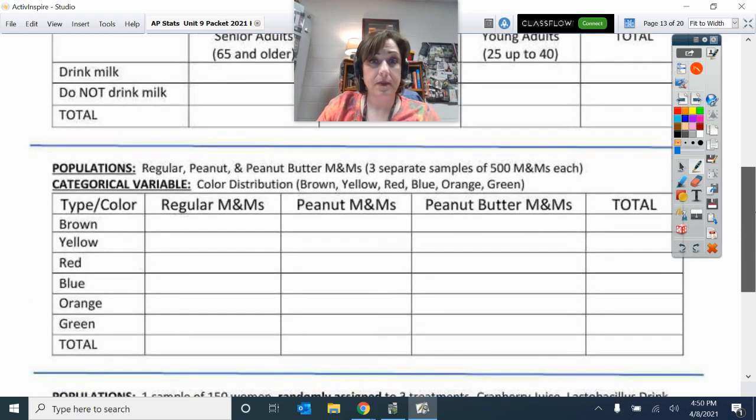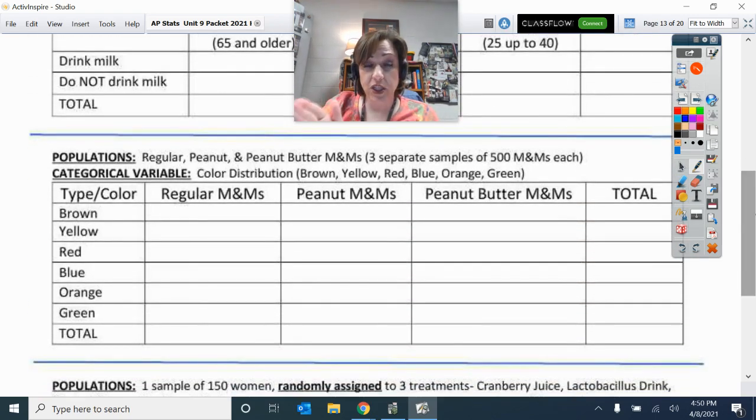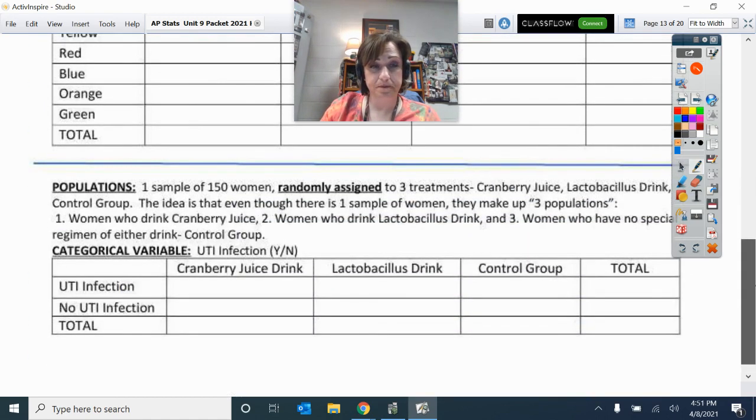Next, here we have three populations: regular M&Ms, peanut M&Ms, and peanut butter M&Ms. So I'm going to get 500 randomly selected regular M&Ms, 500 peanut M&Ms, and 500 peanut butter, and then I'm going to check one variable for those, the color distribution. So I'm going to check and see if the variable color has the same rate amongst these three separate populations.